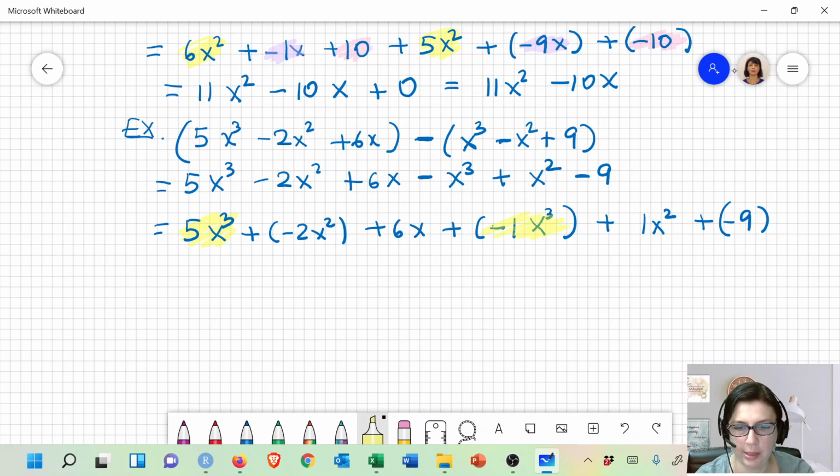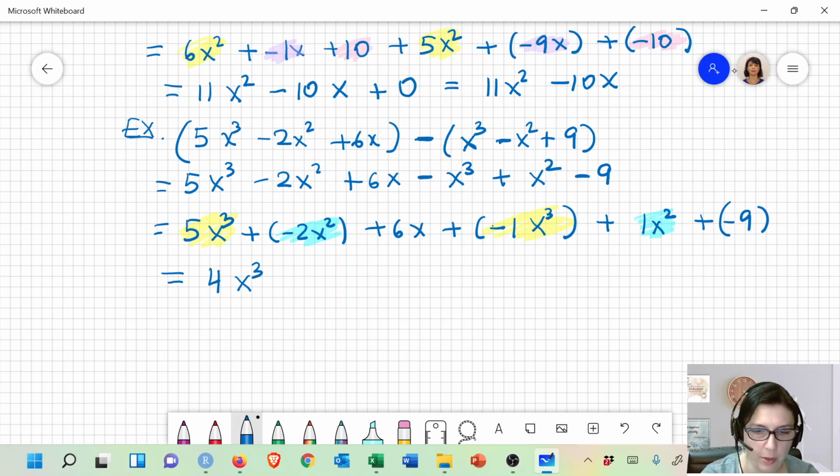So let's do the x cubes. So 5 plus negative 1. Well, that's a 4. 4x cubed. Okay. Then let's see what other terms I can combine. The minus 2x squared and a plus 1x squared. So negative 2 plus 1 would be negative 1 and then x squared.